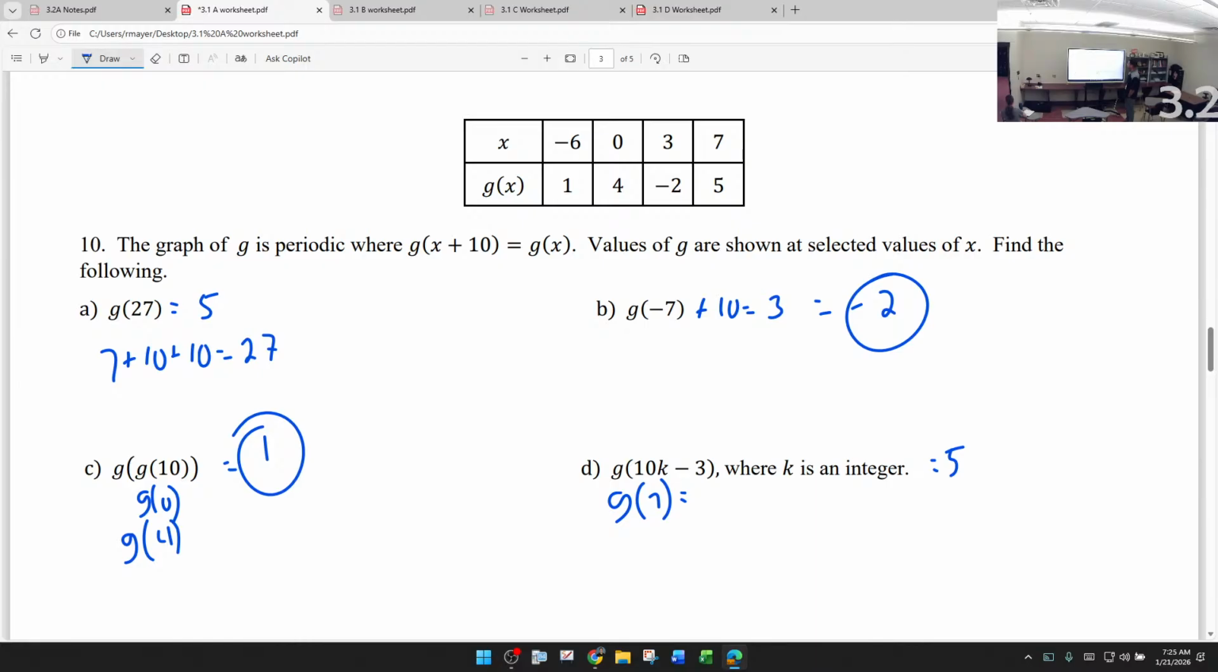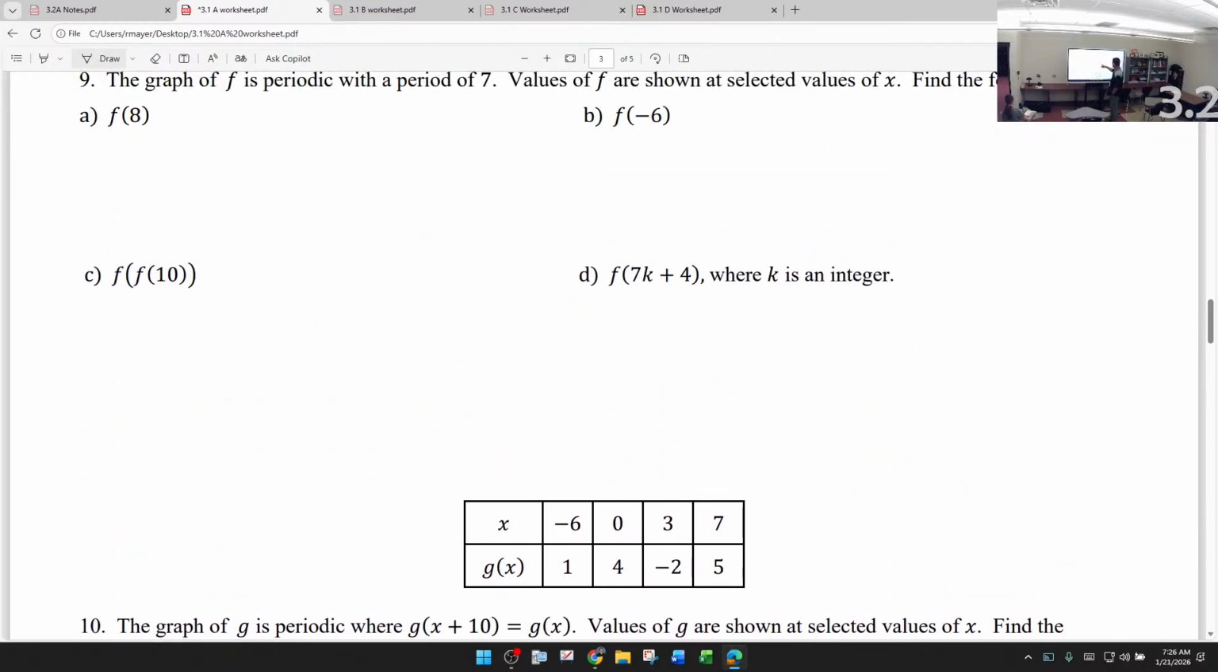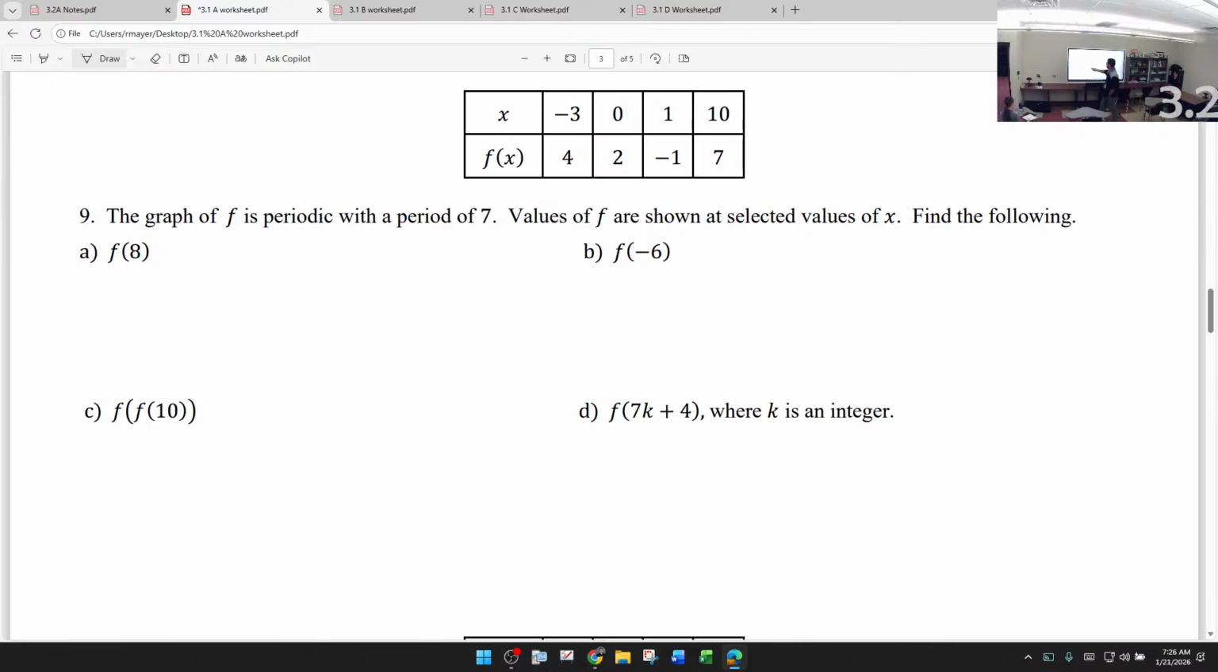D for number 9. Worksheet D, number 9? No, question D on number... I got you. This one here? Okay. So the period is 7. So guys, really, if the period is 7, that part of it almost doesn't matter. K is an integer: 0 is an integer, 1 is an integer, negative 1 is an integer. Fractions are not integers, right?